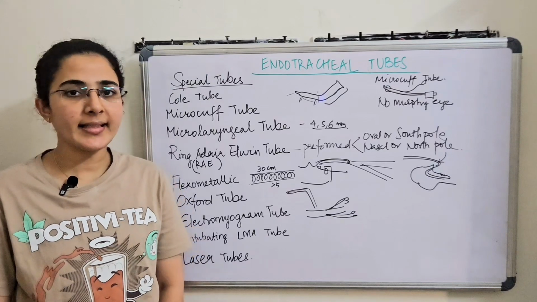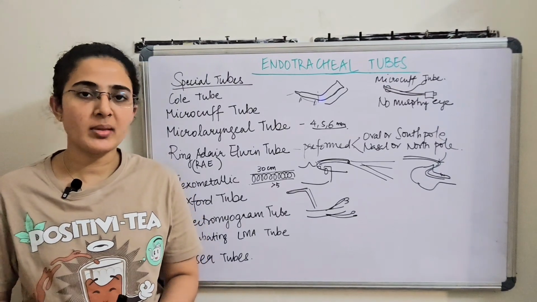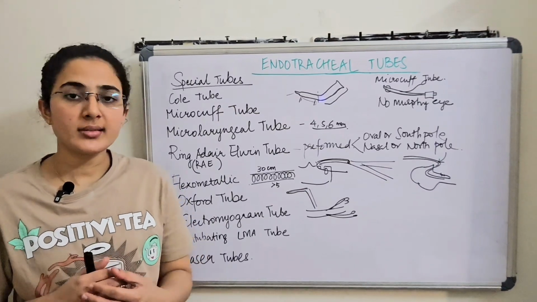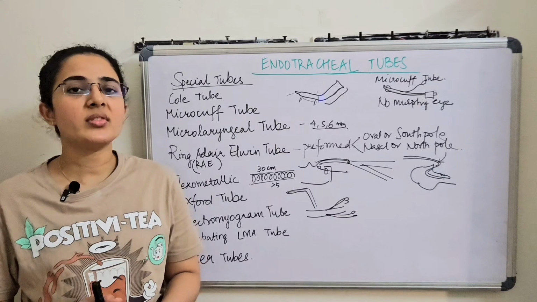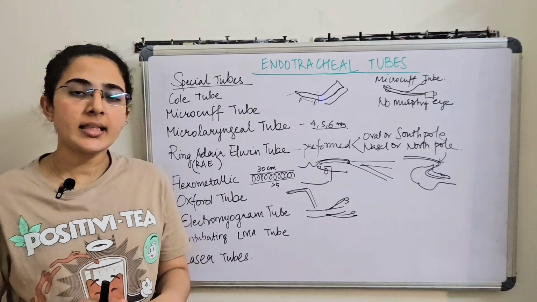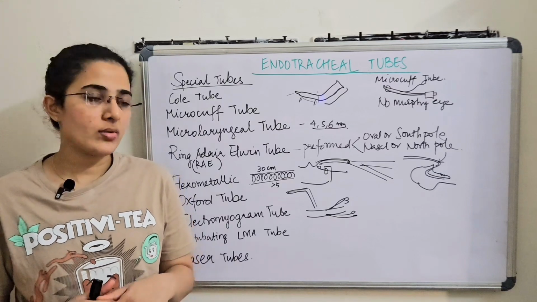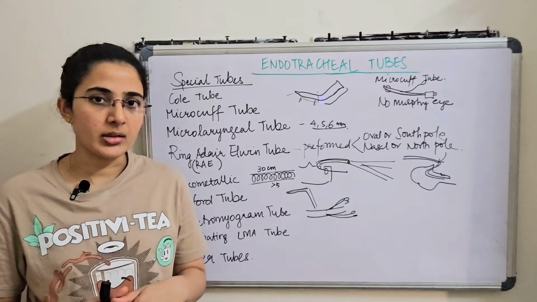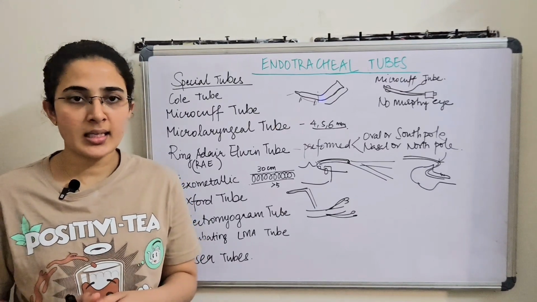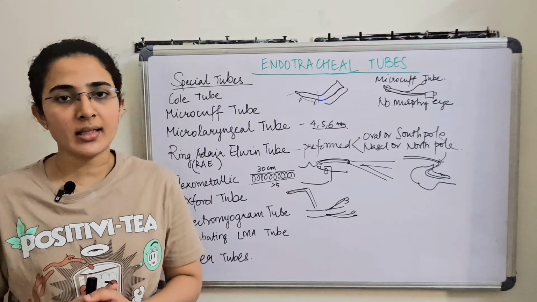Next is the intubating LMA tube. The basic purpose of the intubating LMA tube is to be able to intubate through a standard LMA. These are made up of silicone. They are wire reinforced. They have a short bevel with a Murphy eye. The cuff in this tube is usually a low volume, high pressure cuff. So the purpose of this tube is to be able to pass through the supraglottic airway device.